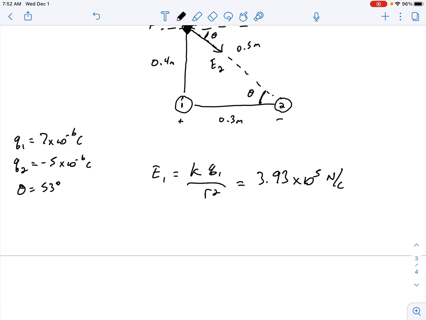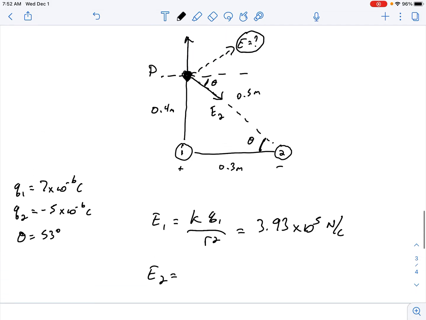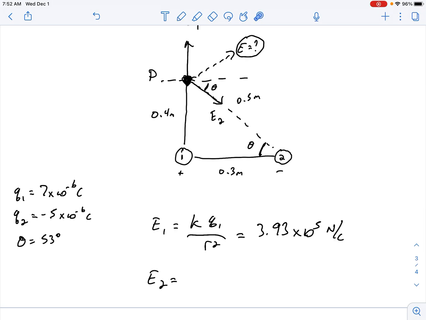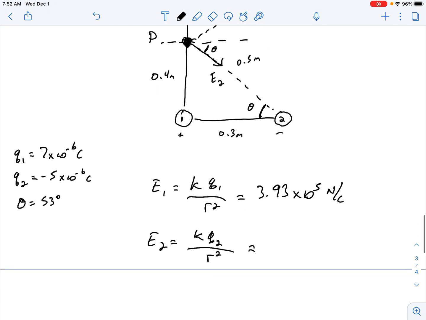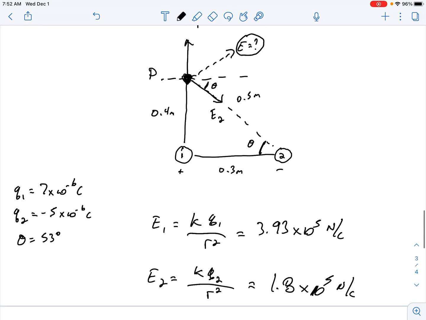Calculate E2. That's going to be KQ there, so we're going to have, that's R. So we have KQ2 over R squared. So that's R in this case for E2. That's Q2, which is this value. When we do all of that, we end up with a magnitude of 1.8 times 10 to the 5 newtons per coulomb. I said magnitude because the direction is going to be this direction. It's going to be the direction right towards, so it's going to be at the direction of that angle.